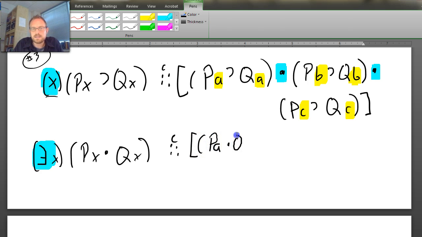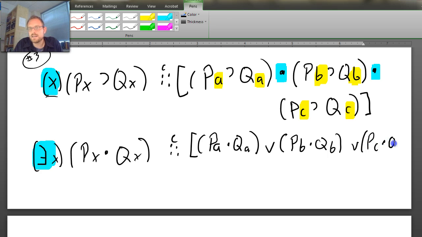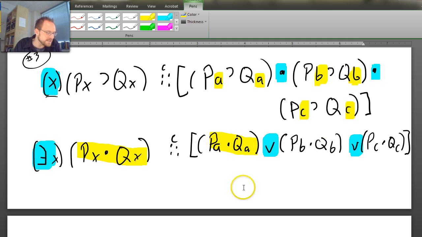PA and QA, or PB and QB, or PC and QC, right? And again, I've just used the disjunction here to combine them together, but the statement function I have here is actually located right here, except I'm just using the existential name. So that's essentially how you translate these things.